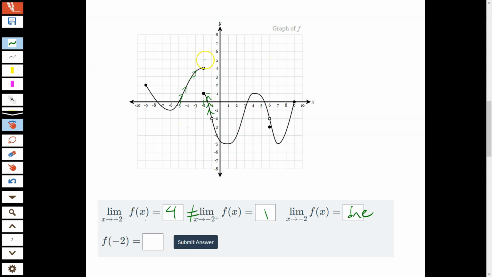Right? f of -2, though, in this example, does exist because we have a filled-in circle here. So that would be 1. So notice open circle, it's not 4. 1 is the value of the function.